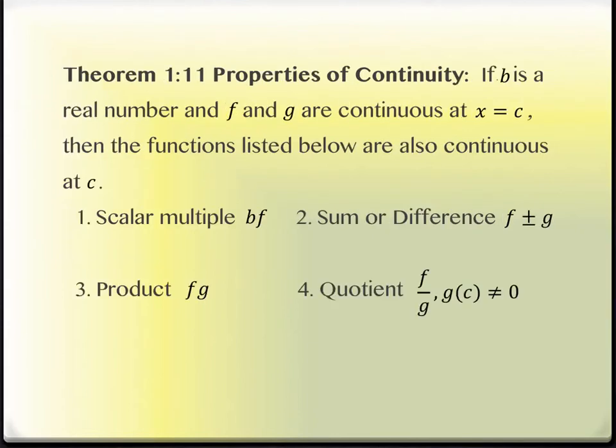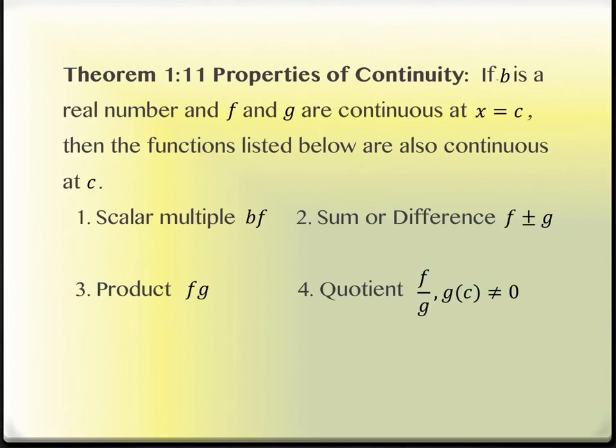Theorem 1.11 talks about 4 properties of continuity. And we've seen these 4 properties of limits. And continuity is all about limits, so it makes sense that these are the same. They look just like what we had seen before, but in a maybe cleaner fashion.